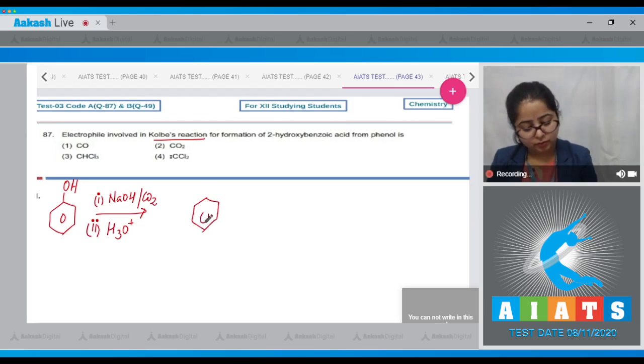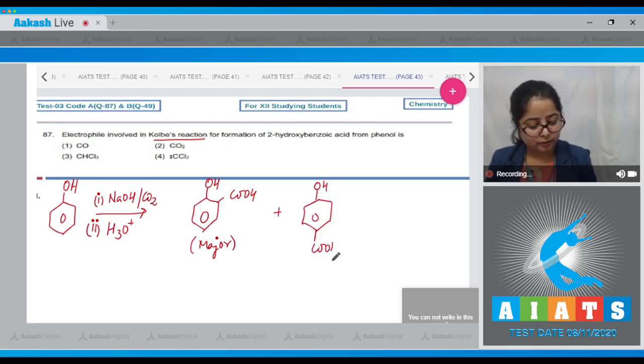The product formed is OH, COOH, major, plus here para will be the minor one. So student, here electrophile involved is CO2. That means the correct answer is option number 2.